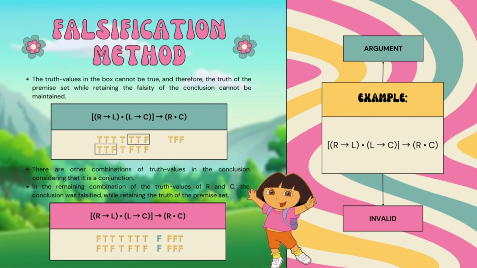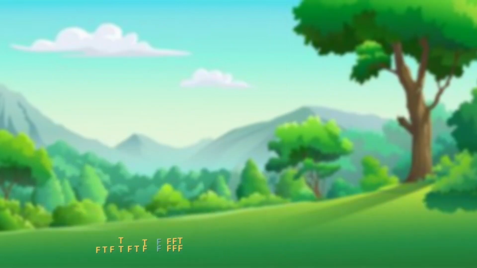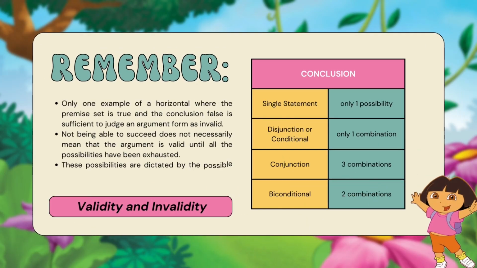It seems that the argument could not be falsified, and we might jump to the conclusion that the argument form is valid. But remember, there are other combinations of truth values in the conclusion considering that it is a conjunction. Notice that in the remaining combination of the truth values of R and C, we were able to falsify the conclusion while retaining the truth of the premise set. The argument form, therefore, is invalid. Remember, only one example of a row where the premise set is true and the conclusion false is sufficient to judge an argument form to be invalid.